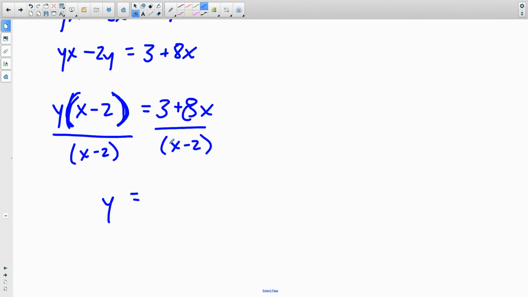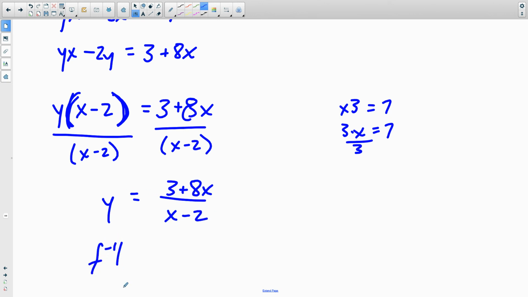If I divide by x minus 2, it's the same as if I had an equation that said 3x equals 7. What would I do? I'd divide by 3 because it's being multiplied times what I'm solving for. Well, this binomial is being multiplied by what I'm solving for. So I divide to get rid of it on both sides, and I end up with this statement. So here is our inverse function.